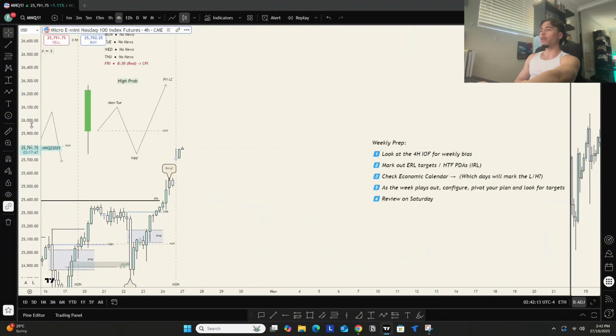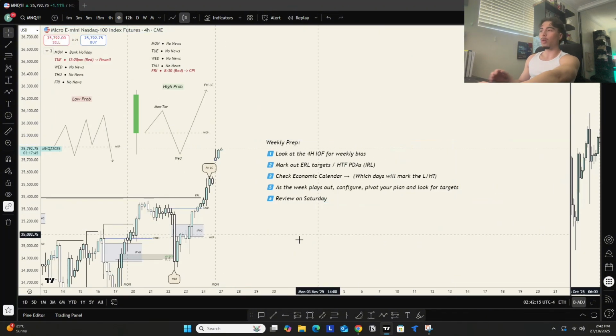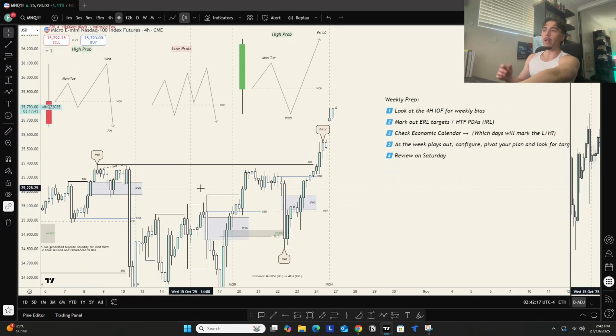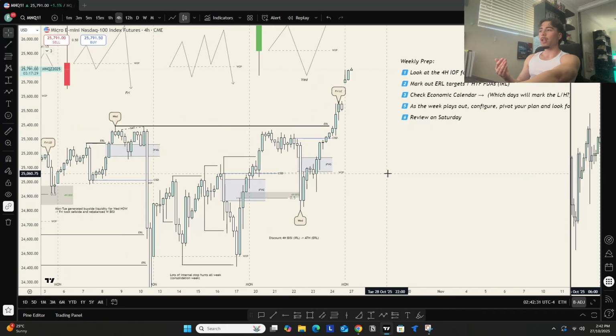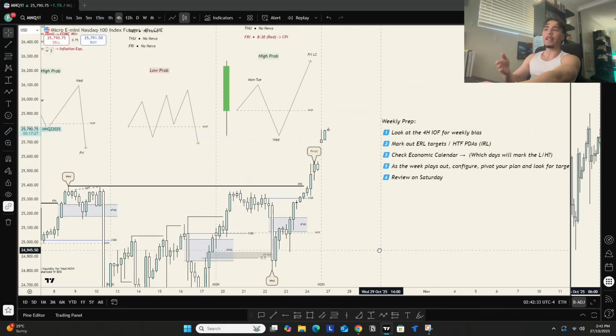But yeah, to show you guys a bit of a weekly prep, what I like to do beforehand, typically on a Sunday, because I'm from Australia, we don't trade on the Sunday. It's typically straight from Monday, which is Asia session. So on the Sunday, what I do is I do my weekly prep for the next week, looking at the forecasting, what I expect for the week.